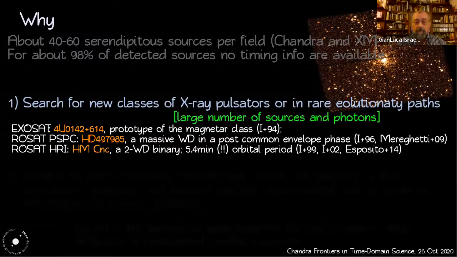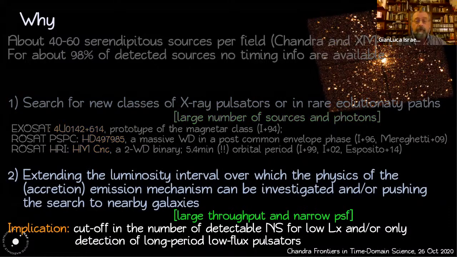4 or 5 minutes. And the second point is, of course, the possibility of extending the luminosity interval over which the physics of accretion can be investigated, which means close objects at low luminosity and, let's say, high luminosity, but in nearby galaxies.